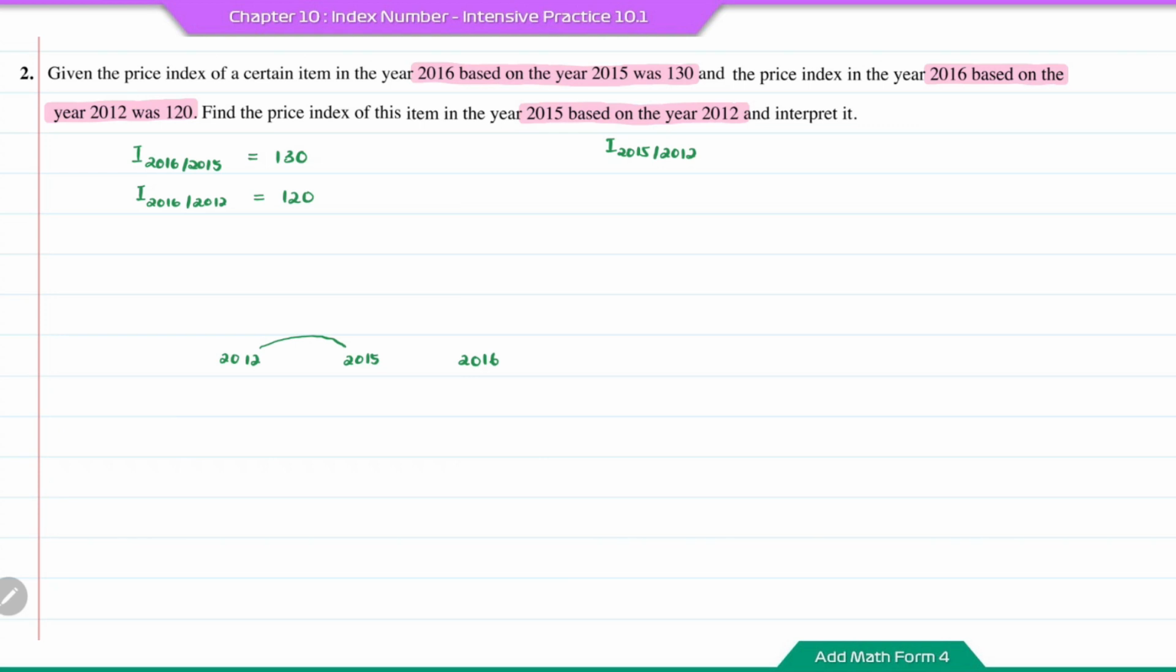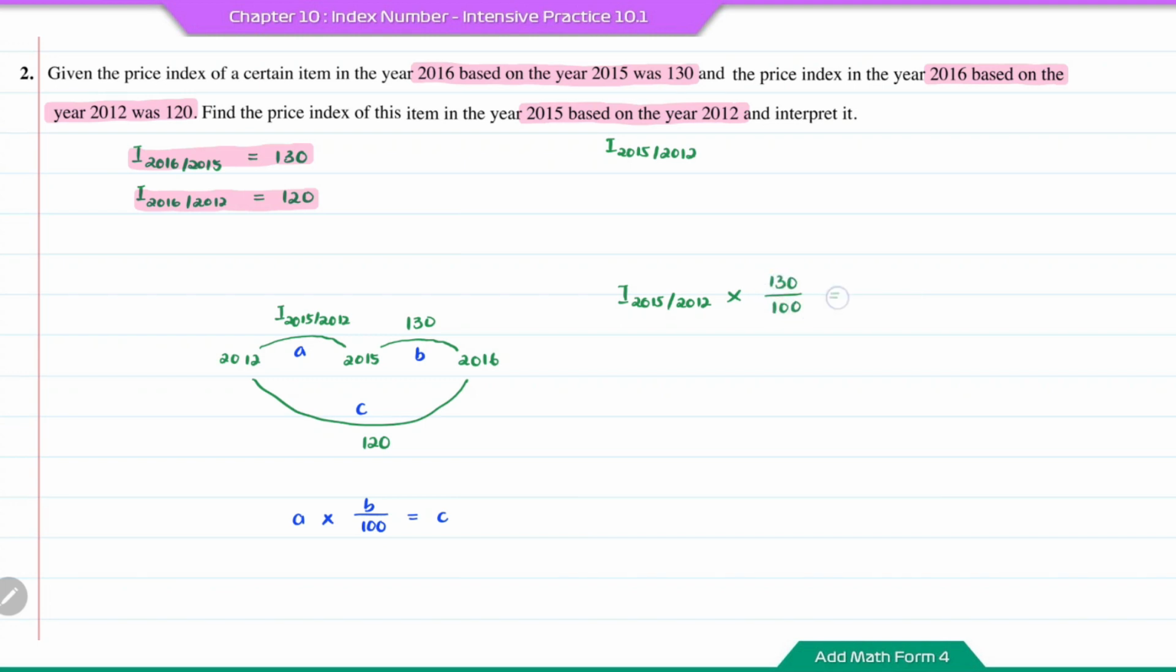For the first part here, this is the index number in the year 2015 based on 2012, which is the one that we want to find. This part here is the index number in the year 2016 based on 2015, which is equal to 130. As for this part, it is the index number in the year 2016 based on 2012, which is 120. So to solve this, the price index in the year 2015 based on 2012 multiplied by 130 over 100 will be equal to 120.